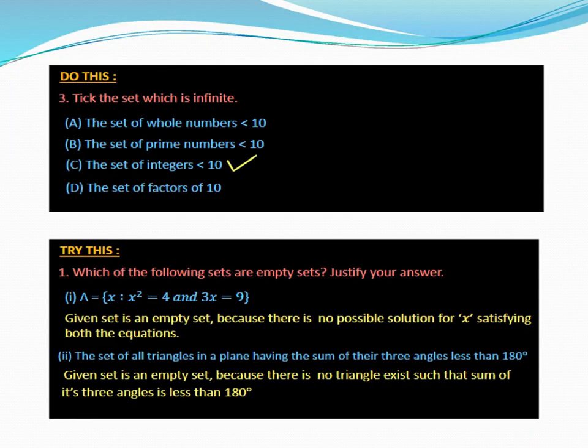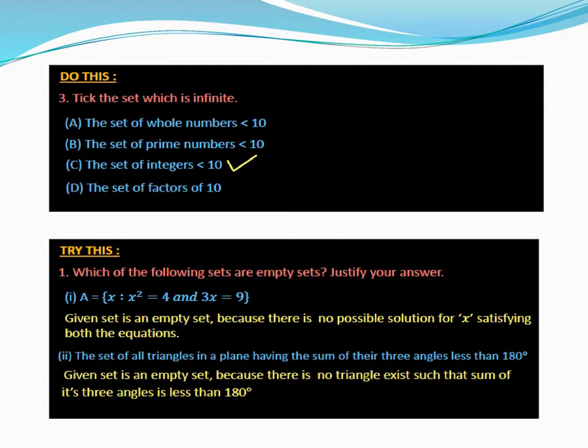Now we will solve another problem from Do This. Take the set which is infinite. The given 4 statements, which is the infinite one? The first one, A, the set of whole numbers less than 10. Is it countable or not? Yes, and we can write the starting element and also the ending element. Whole numbers start from 0 and less than 10 means the ending is 9. So it is countable. So the given statement is a finite set.